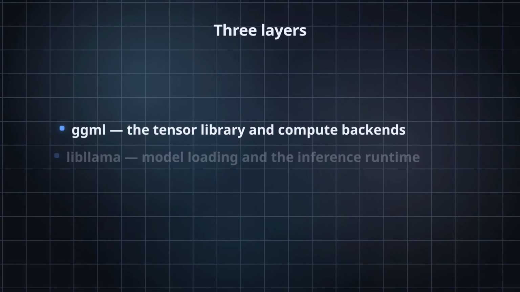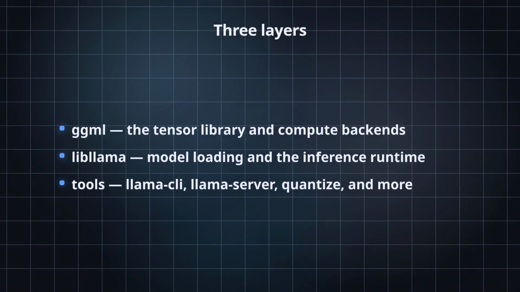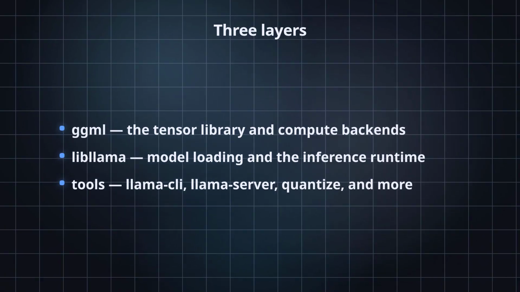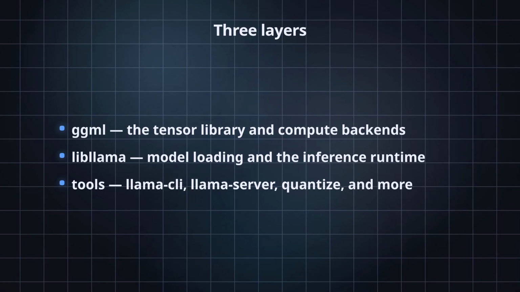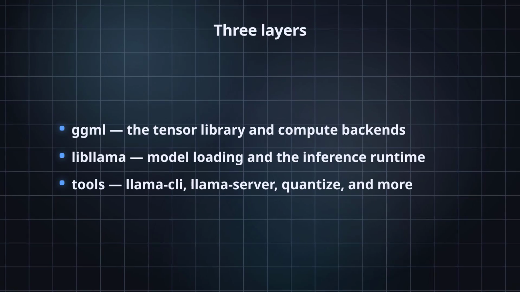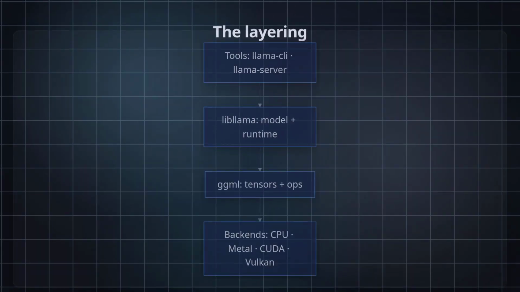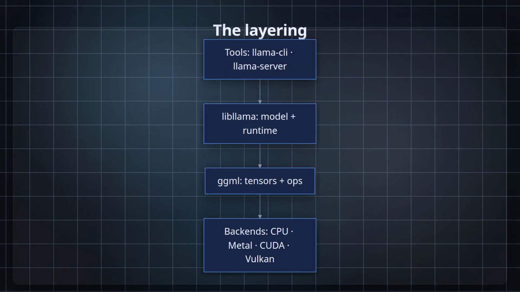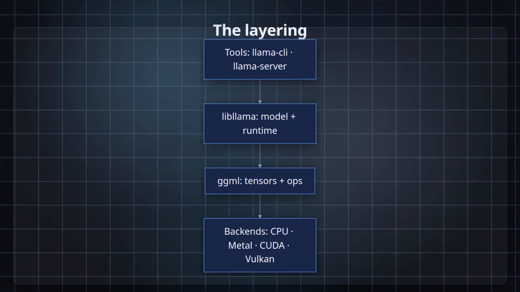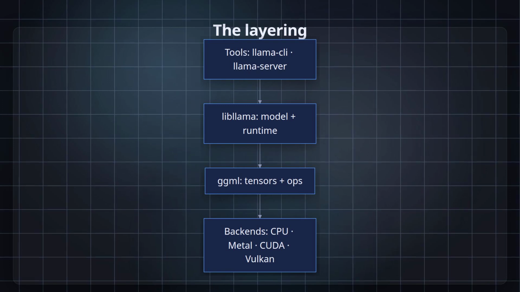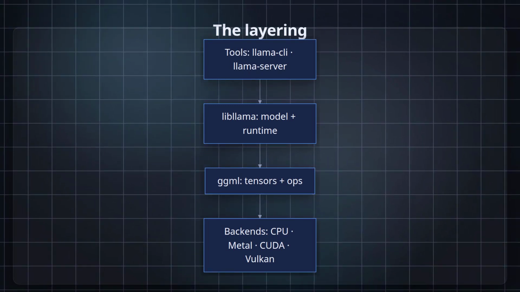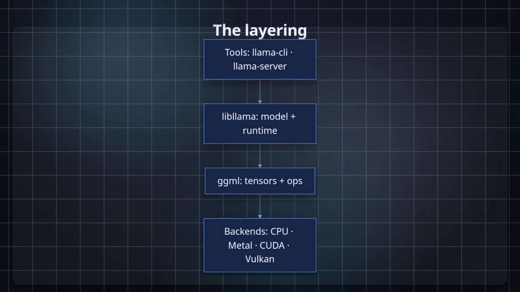It comes in 3 layers. ggml, a minimal tensor library, sits at the bottom. The llama runtime builds the transformer on top of it, and a set of tools, like llama command line and llama server, expose it to users. Architecturally, each layer depends only on the one beneath it. ggml knows nothing about language models. llama knows nothing about command line flags. That separation is why the same engine runs on a phone, a laptop, and a server.